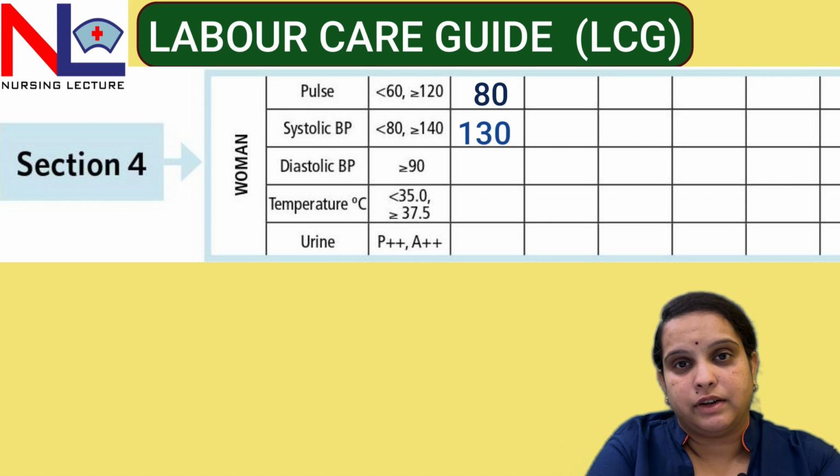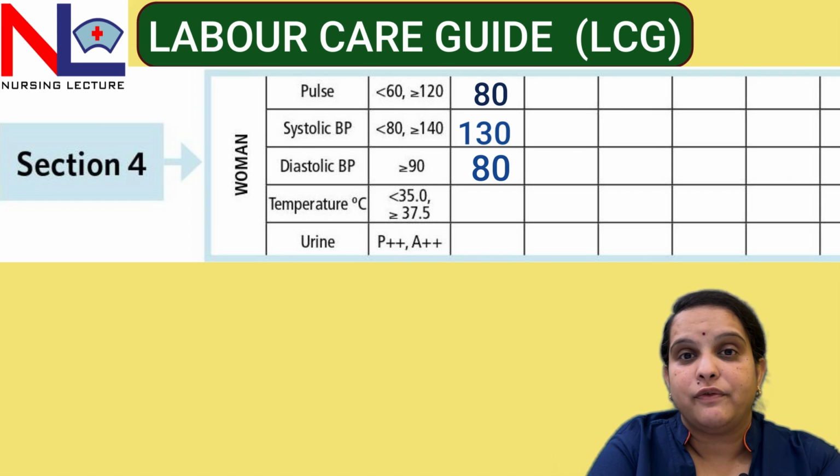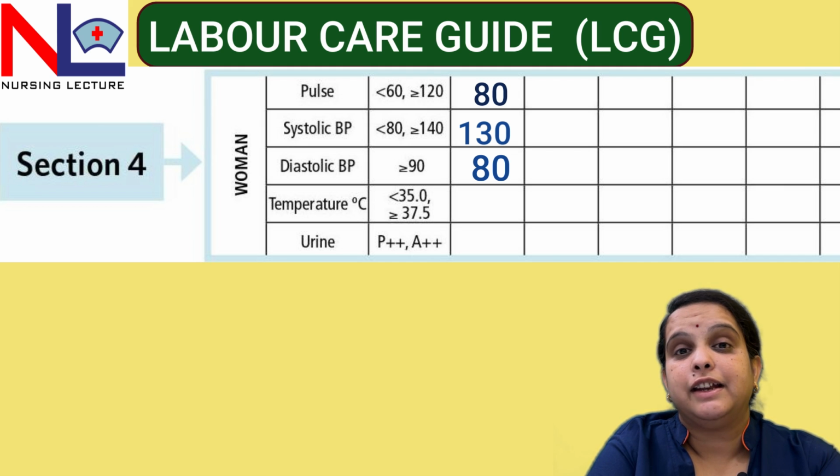So systolic and diastolic blood pressure should be monitored by making the mother sit down and then recording it. In a similar way, for the diastolic pressure, the alert is more than or equal to 90 mm of Hg. If it goes more than that, it indicates high blood pressure, hypertension.